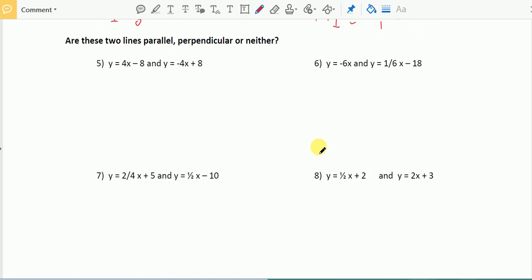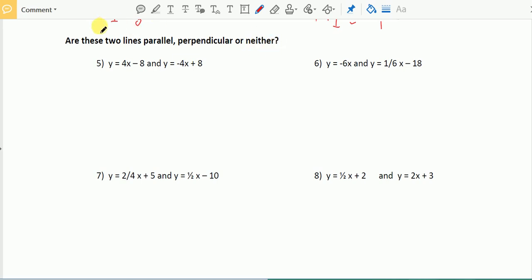Okay, so now we have a set of questions here, and they want to compare these two equations, whether they are parallel, perpendicular, or neither. In order to see if they are parallel or perpendicular, you must find the slopes and compare them. If the slopes are equal, they are parallel. If the slopes are negative reciprocals of each other, then they are perpendicular. And if they are neither of these two, then they are neither.